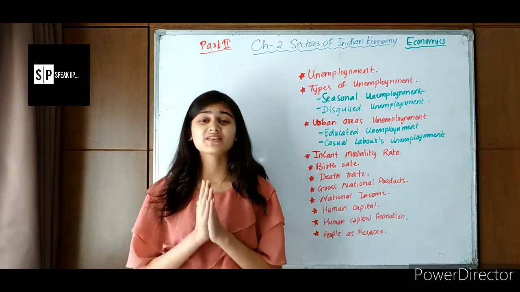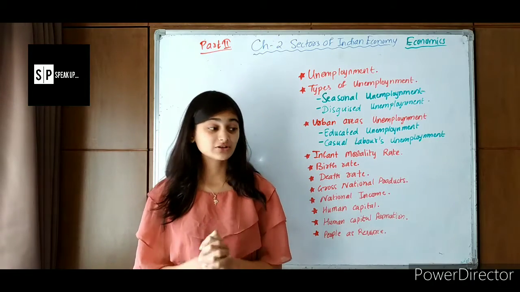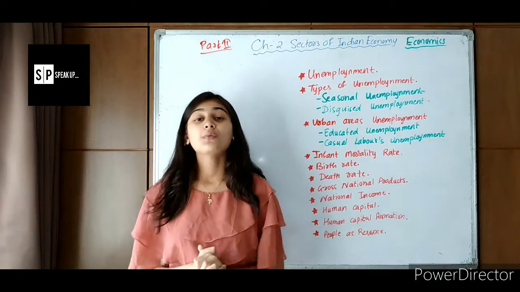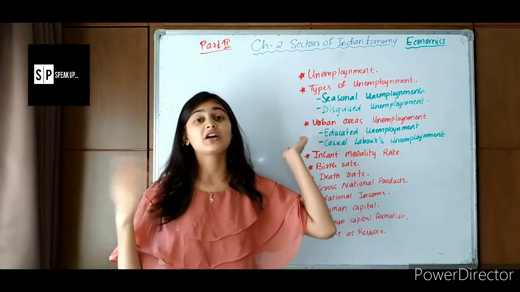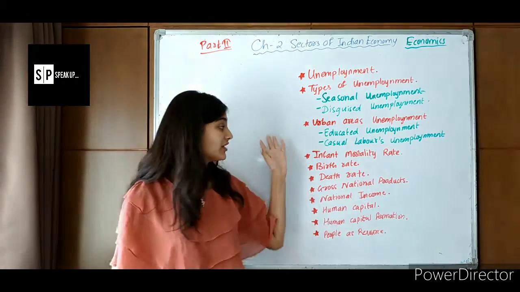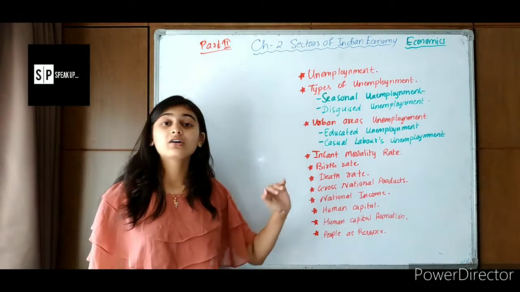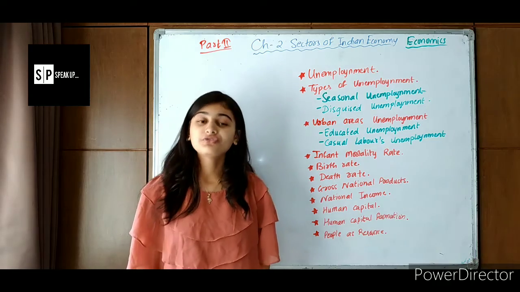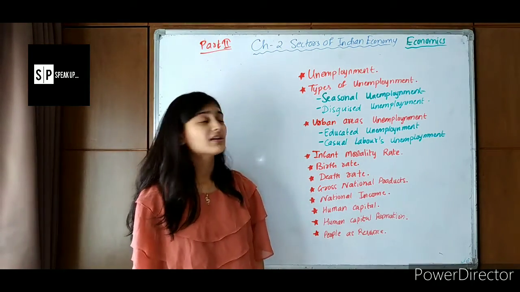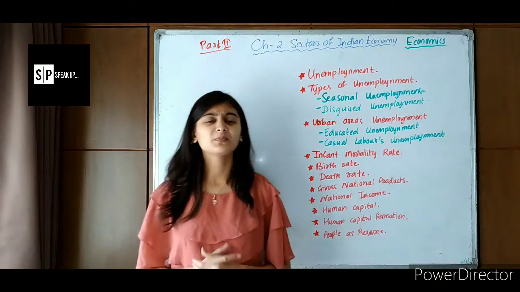Now starting with the sectors of Indian economy part 2, we are going to study about unemployment, types of unemployment in urban and rural area, and other definitions of important terms which are used in our economic structure. So first, that is unemployment. Now what does unemployment mean?